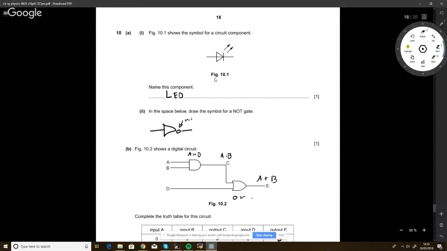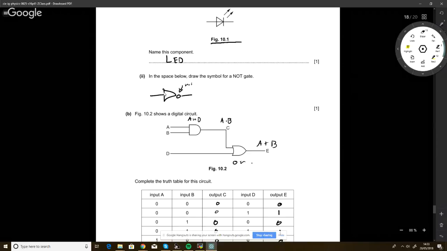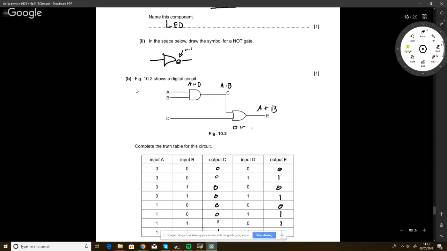Okay, you just need to know your symbols. This is an LED. In the space below, draw the symbol for a NOT gate. Okay, it's just this sort of triangle, and the NOT part is usually denoted by this little circular thing.